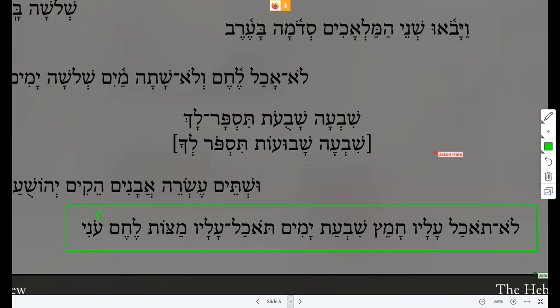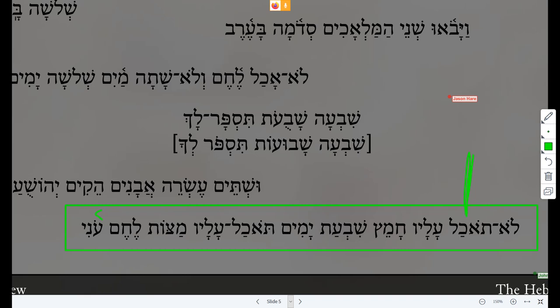It looks like a command, you will not take upon you chametz, 7 days. But what is this verb here? Aleph, kaf, lamed. Not take, but eat. Do not eat. Yeah, you will not eat on it. Chametz is leaven or leavening agents. Okay. 7 days. You will eat on it.